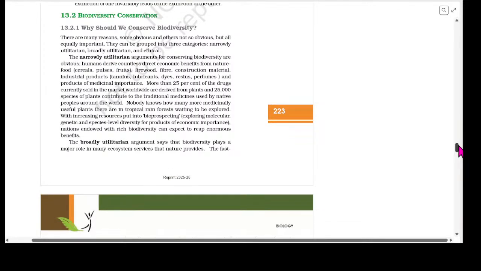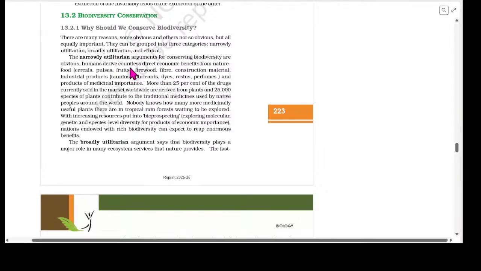Biodiversity conservation. There are many reasons, some obvious and others not so obvious, but all equally important. They can be grouped into three categories: narrowly utilitarian, broadly utilitarian, and ethical. The narrowly utilitarian arguments for conserving the biodiversity are obvious.